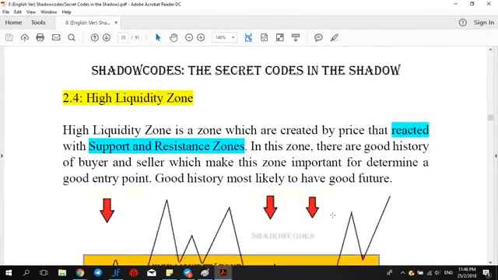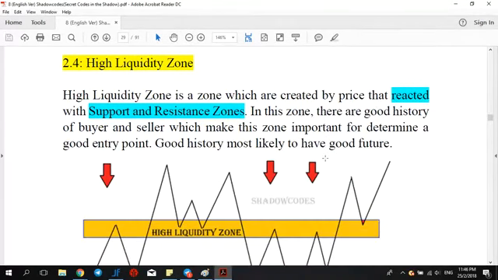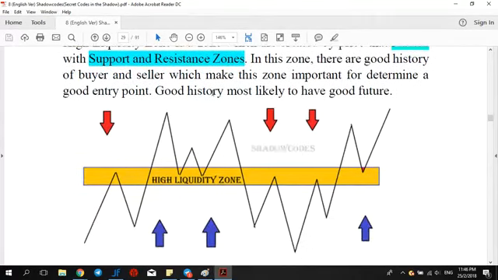Okay, so this is a high liquidity zone, right? A high liquidity zone is a zone created by price that reacted with a support and resistance zone. In this zone, there is a good history of buyers and sellers, which makes this zone important for determining a good entry point. Good history, most likely to have a good future.